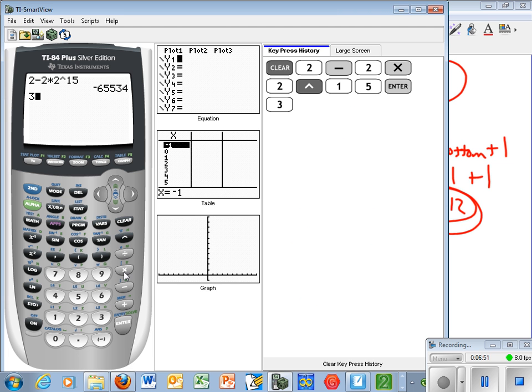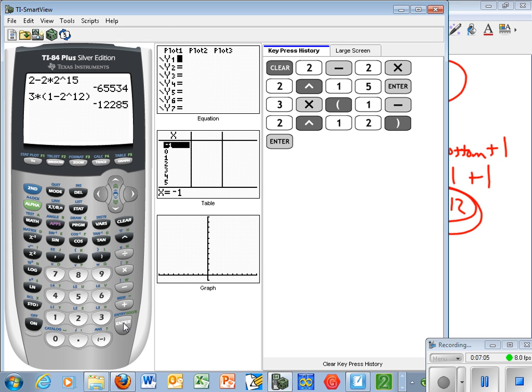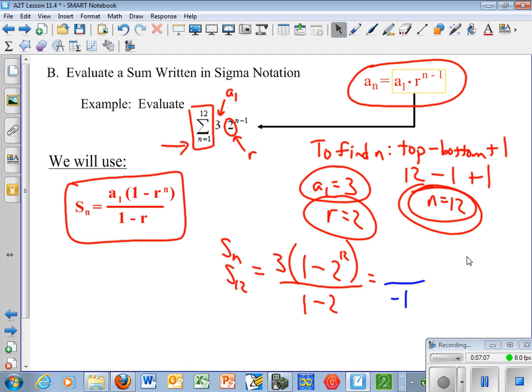3 times, and then 1 minus 2 to the 12th power. And I'm going to hit equals. So that's negative 12,285. So negative 12,285 divided by negative 1, that's 12,285. There's the sum of the first 12 terms for that sequence in summation notation for a geometric series.